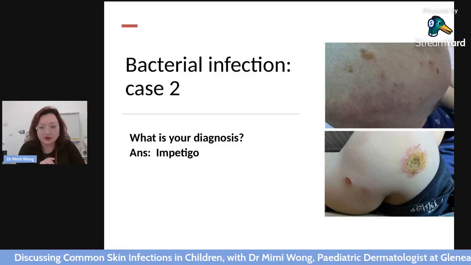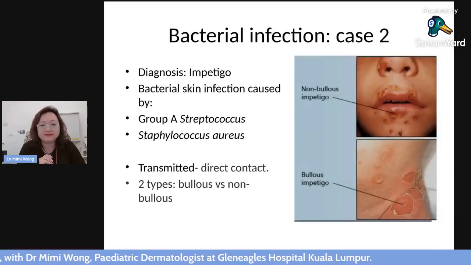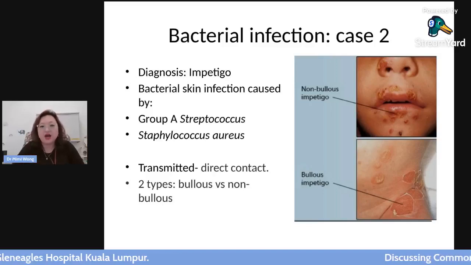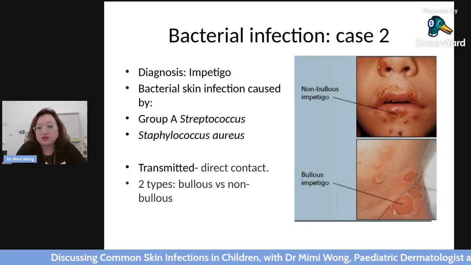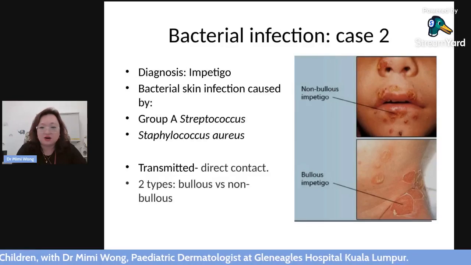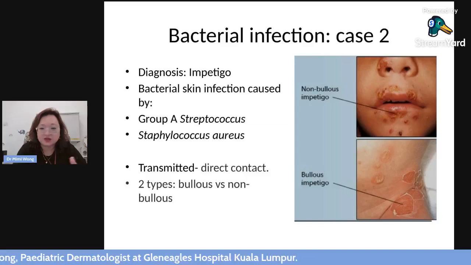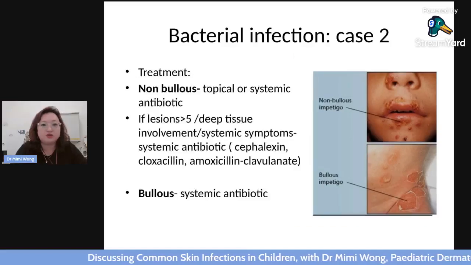This is actually impetigo. This is a classical picture of impetigo. This is a type of bacterial skin infection caused by group A streptococcus, or actually Staphylococcus aureus bacteria. It can be transmitted via direct contact. There are 2 types. One is the bullous form and the other is non-bullous. Bullous means that, as you can see in the picture here, it has these very flaccid, large superficial blisters, which rupture and leave multiple raw areas. And then the non-bullous one, you see all this honey crusted area. Usually the skin neck area is the common area for bullous impetigo and also impetigo.